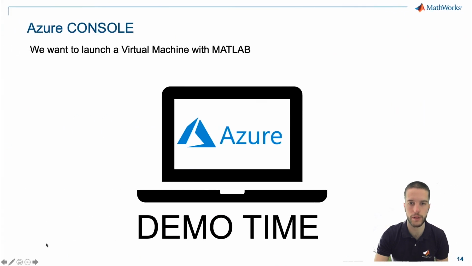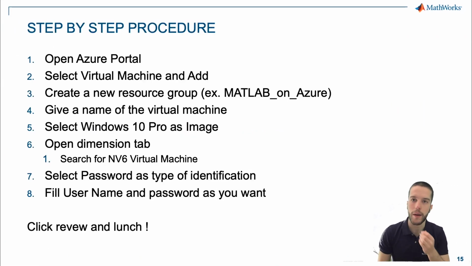Now let's return to our slides. Let's recap our procedure to create the virtual machine. We have opened the Azure portal. We have selected the virtual machine service. We have created a new resource group, and by selecting Windows 10 Pro and the dimension of the virtual machine, we have created and instantiated our virtual machine.